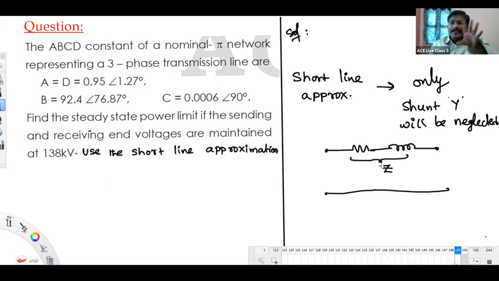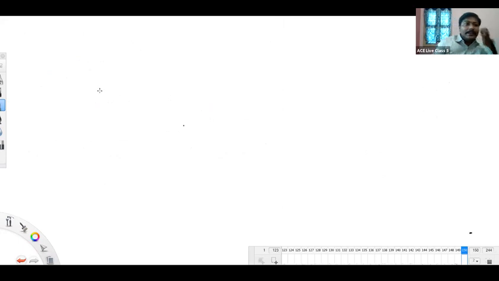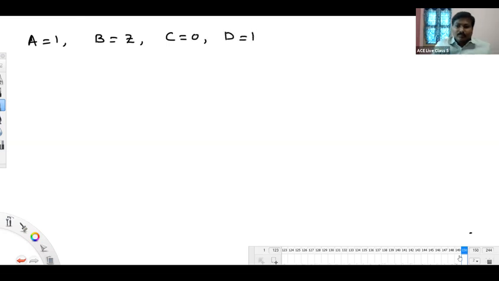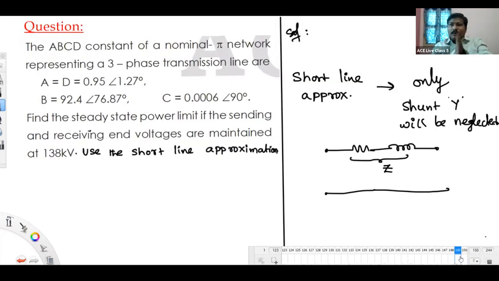So first you find out ABCD of this one. A equals 1, B equals Z, C equals 0, D equals 1. So 1, Z, 0, 1 are the ABCD. Next thing. What is P max of this one?